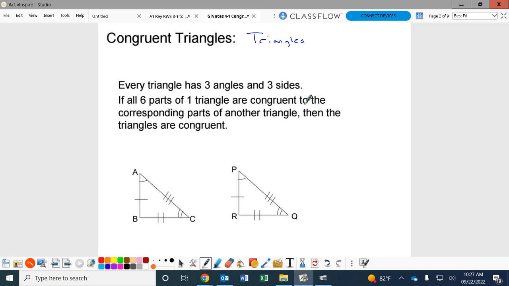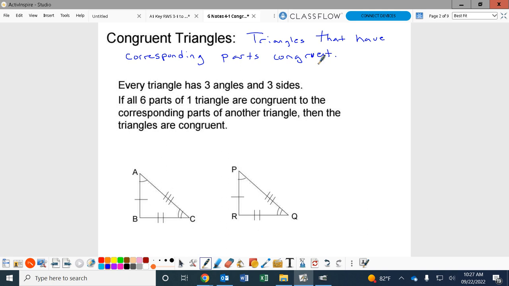My button didn't connect. They are going to be triangles that have, and this word is going to be everything in this set of notes. This word is big. Corresponding parts congruent.